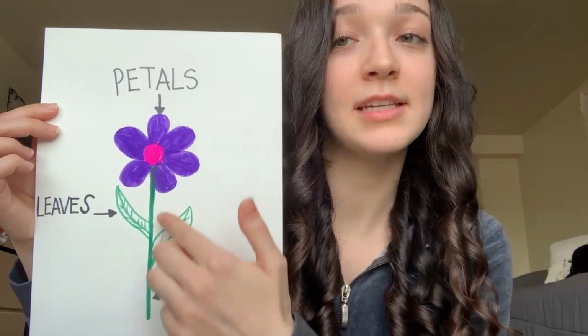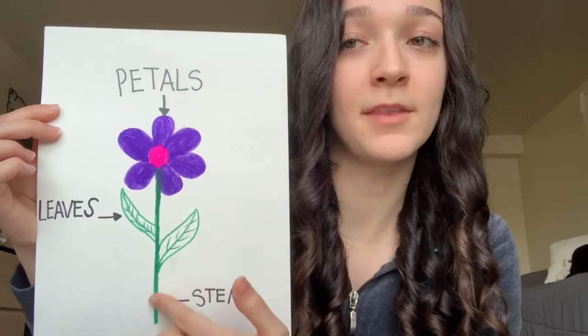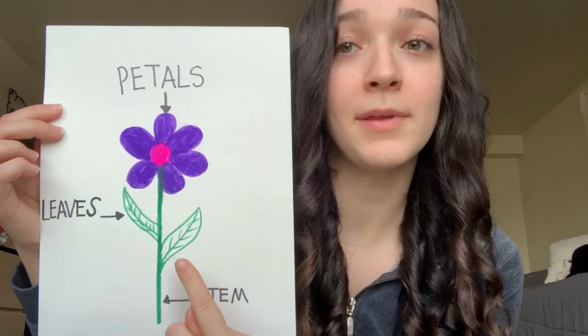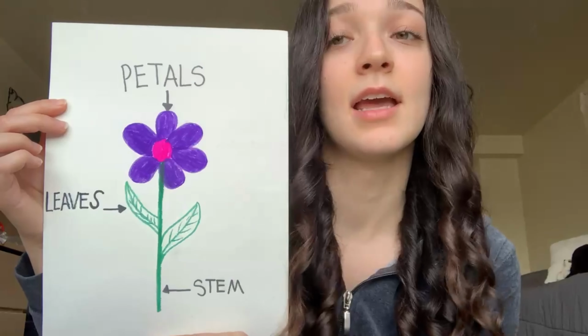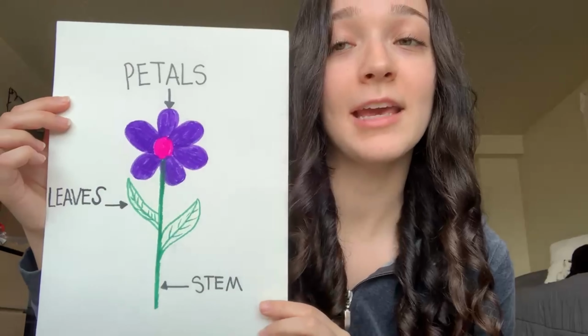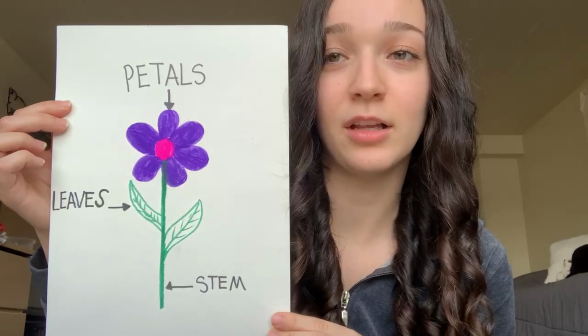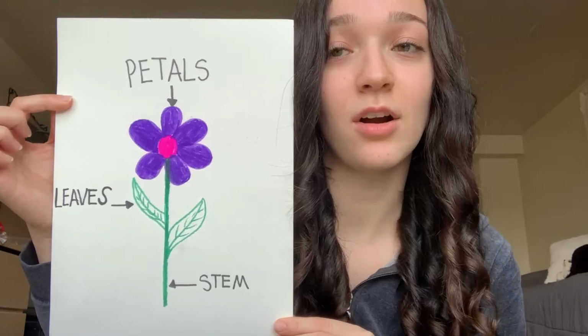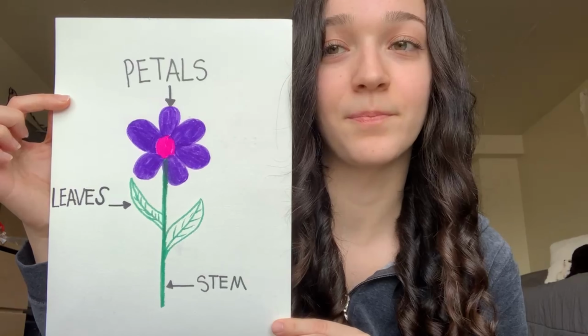So we have our stem, which is right here, which is holding up the flower. Then we have our leaves. I drew 2 leaves here, but they can have way more than that. And then we have our petals, which are sticking out at the top, and they can be all sorts of different pretty colors and different shapes and sizes as well. So these are the parts of our flower.